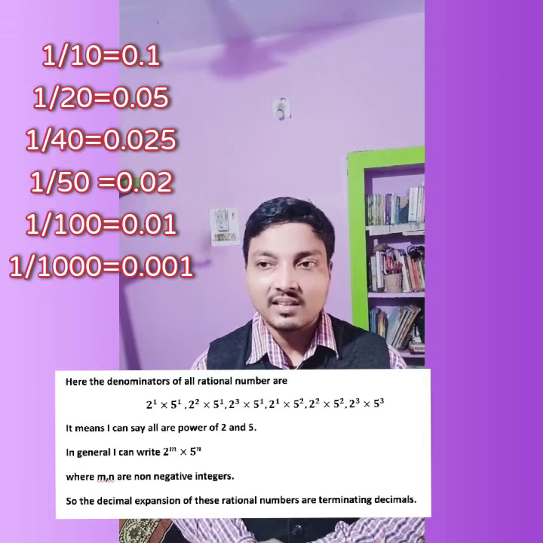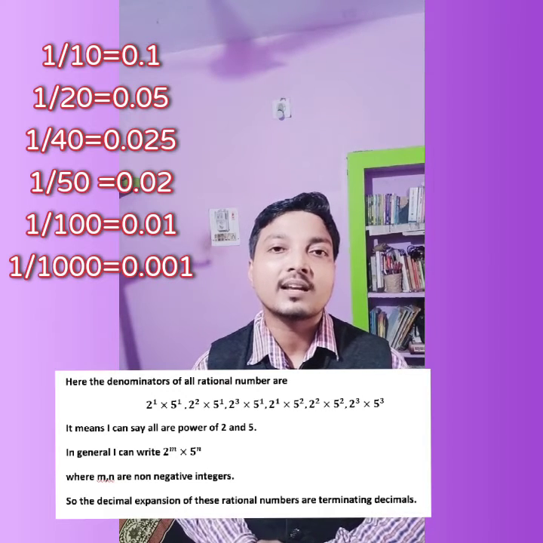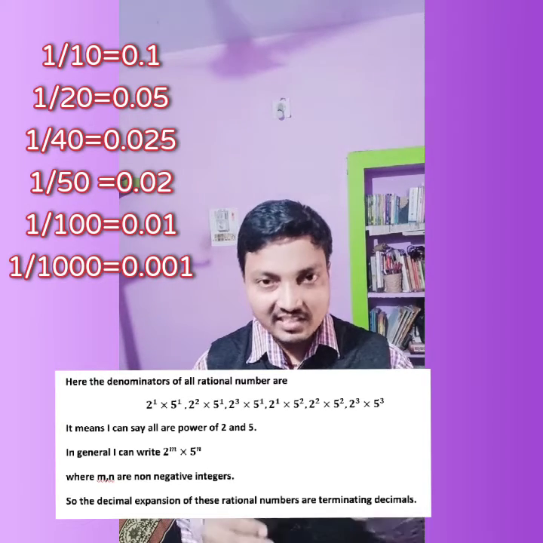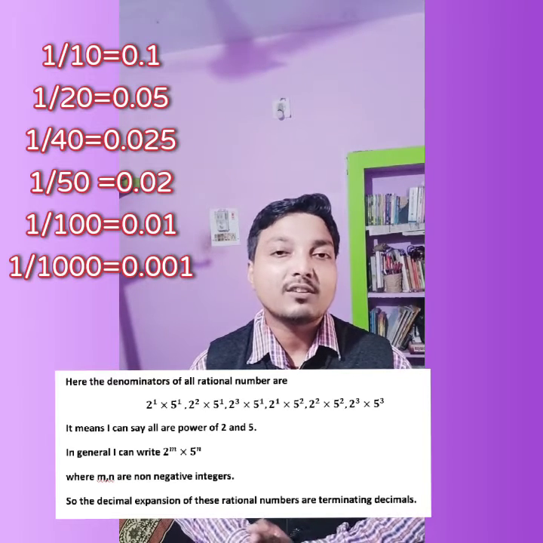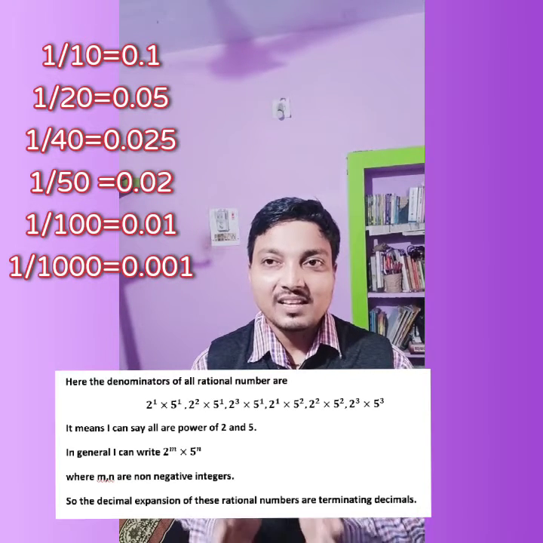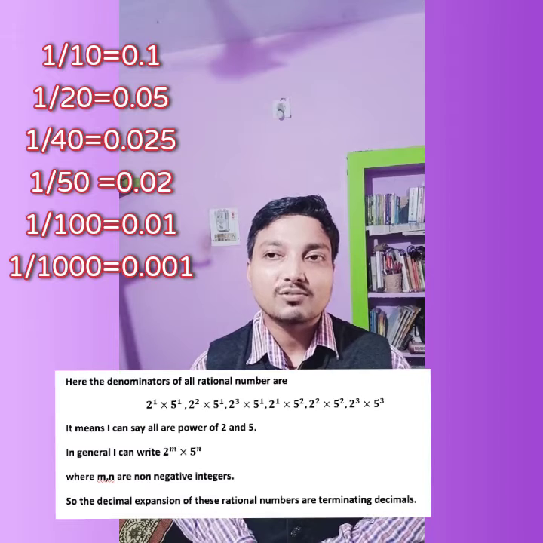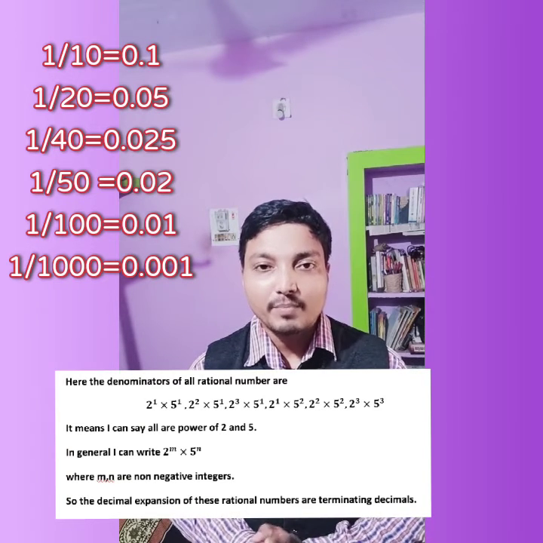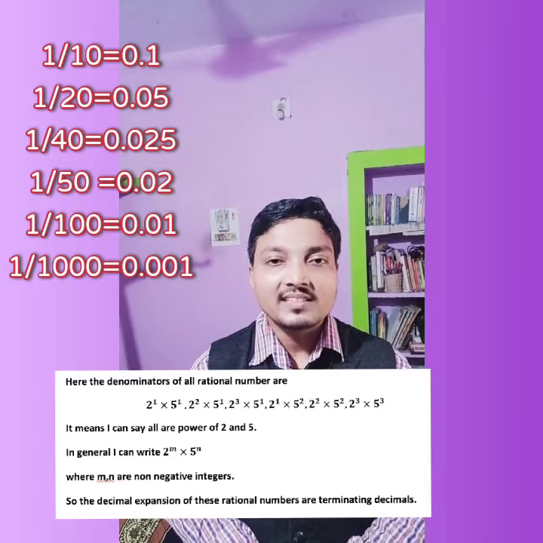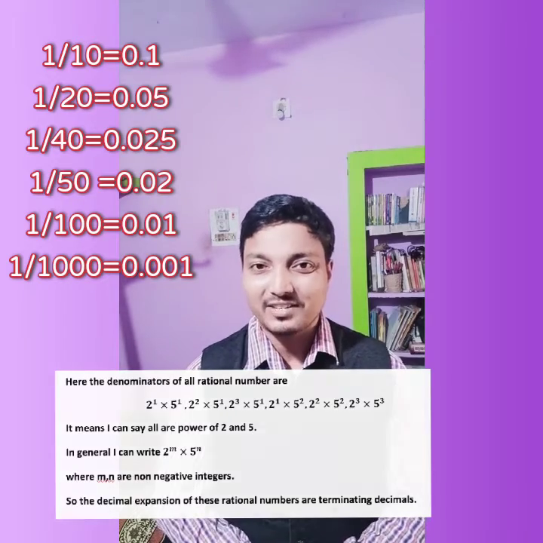So it means in this group of rational numbers, we always find that the denominator can be written as the factorization of 2 to the power m into 5 to the power n. So after checking this group we can say that for a rational number whose denominator can be expressed in the form of 2 to the power m into 5 to the power n, its decimal expansion will be 100% terminating. Is it okay or not? Then we are checking another group.